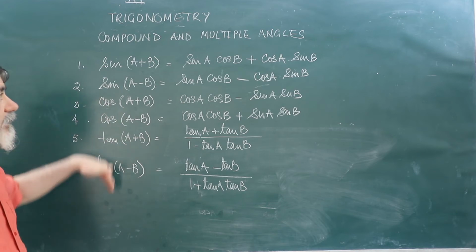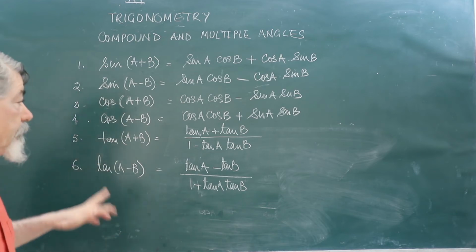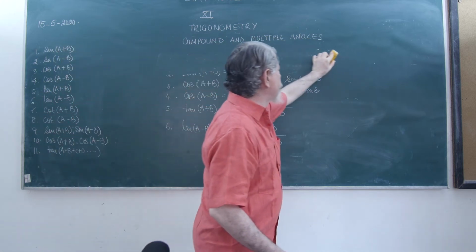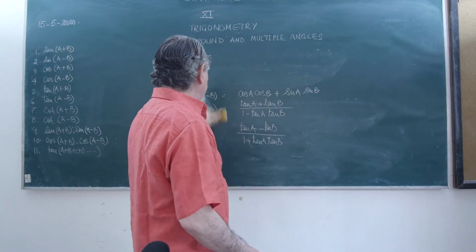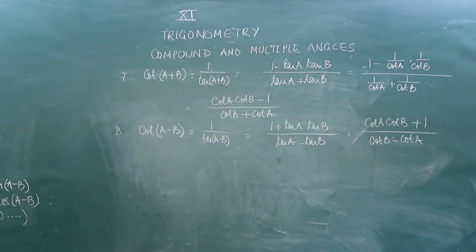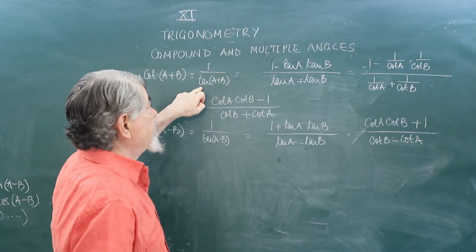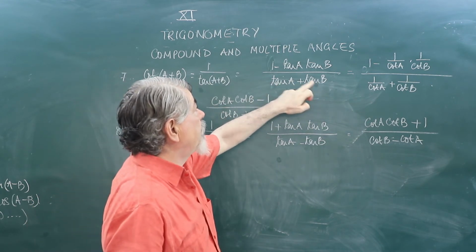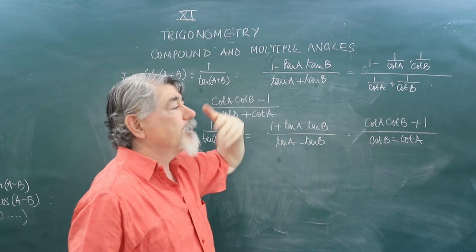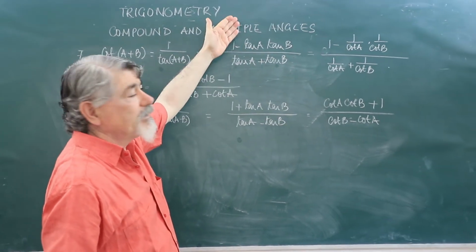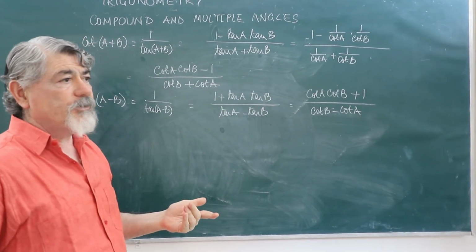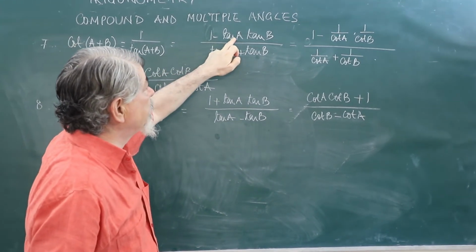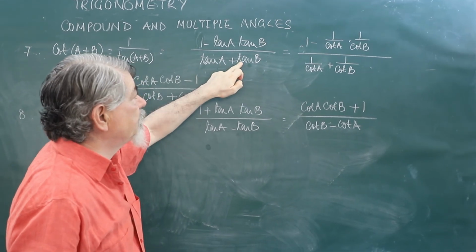Now, though these are important and enough, we will do the cot formulas also: cot A plus B, cot A minus B. Cot A plus B is 1 upon tan A plus B, and tan A plus B was tan A plus tan B upon 1 minus tan A tan B. When we find the reciprocal, obviously the numerator and denominator interchange. So cot A plus B will become 1 minus tan A tan B upon tan A plus tan B.